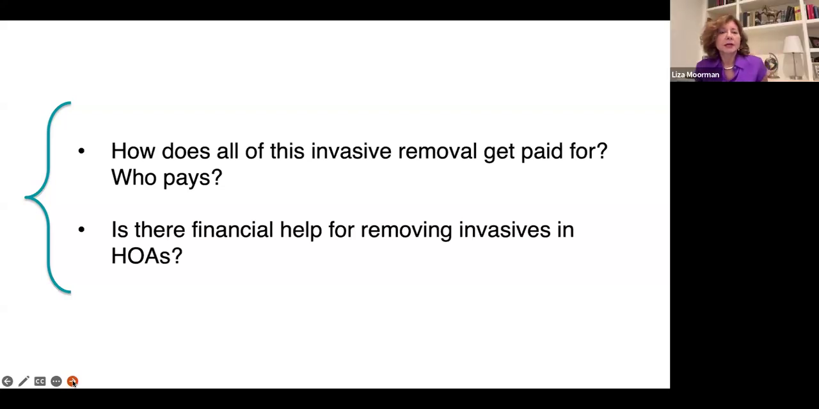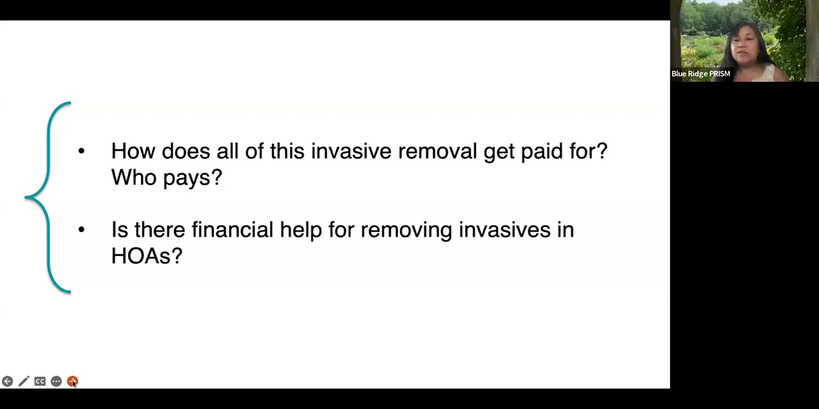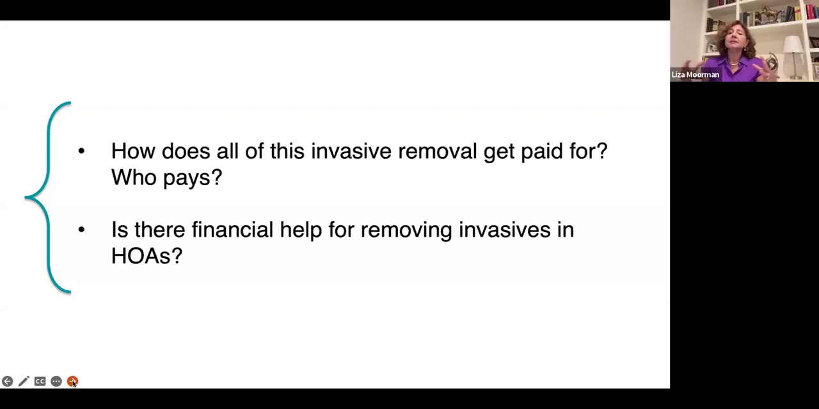I'll start again if that's okay. Sure, absolutely. As I said, Glenmore has given us a budget. So who is paying are the homeowners themselves, right? Because we all pay into the association a certain amount, and that gets divvied up into a bigger budget. We have a small budget, but that's where much of it comes from. I will tell you, many of the people on the committee, our invasive warriors, will pay for things ourselves a lot of the time too, because you're committed. But that's where it comes from in large part. But, is there financial help for removing invasives in HOAs?